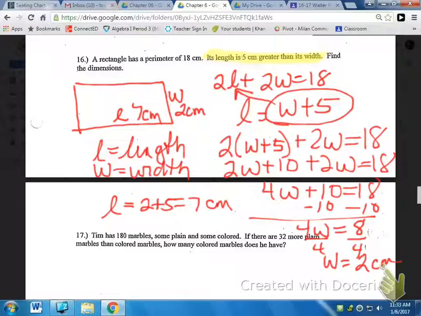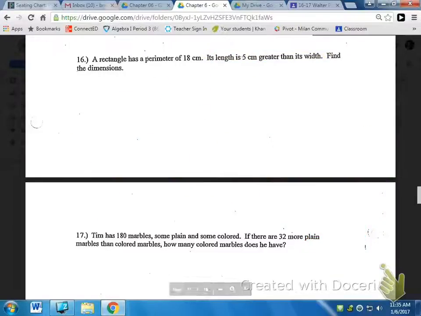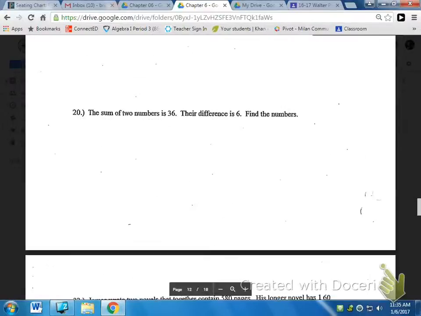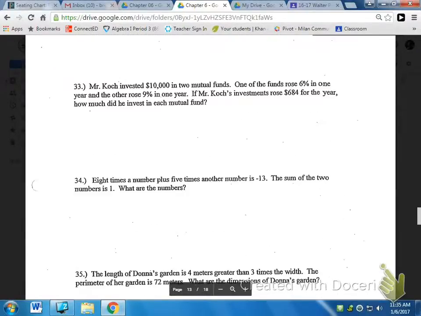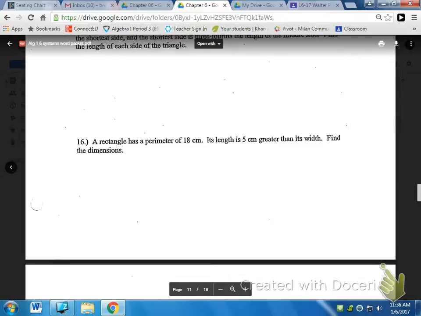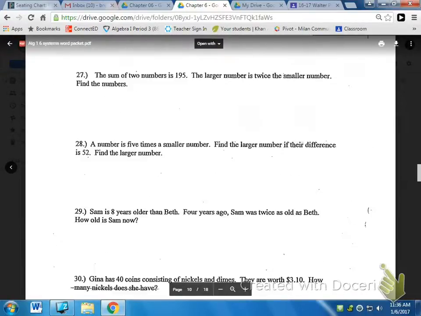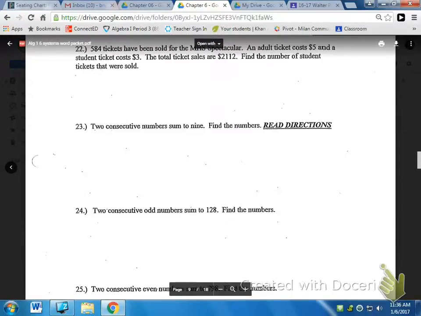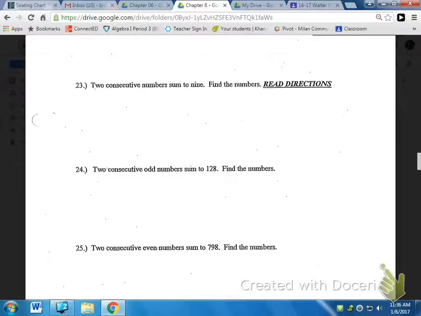All right, we're going to skip ahead then to number 23. Number 23, we got to talk about, I think I have to go back on this. This is out of line. There it is. 2 consecutive numbers sum to 9, find the numbers.